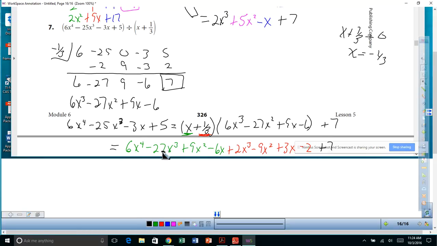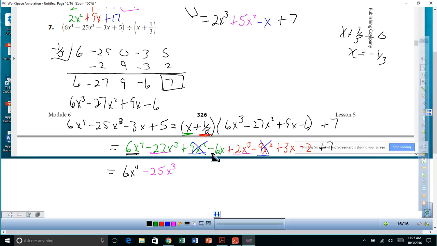So let's check what we got. 6x to the 4th. Is there any other x to the 4th? No. So that equals 6x to the 4th. Good. So let's check this 27. Minus 27x cubed plus 2x cubed. So that's going to give us minus 25x cubed. All right, good. We got 9x squared minus 9x squared, so those two cancel out. No more x squareds.